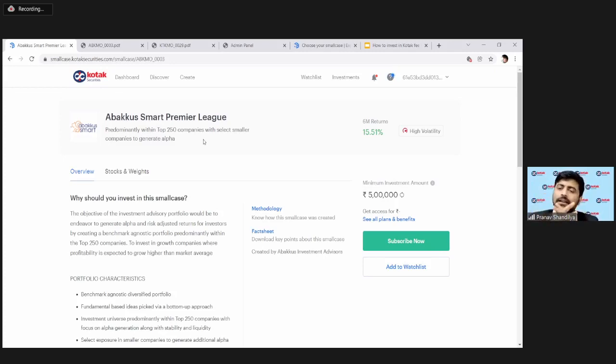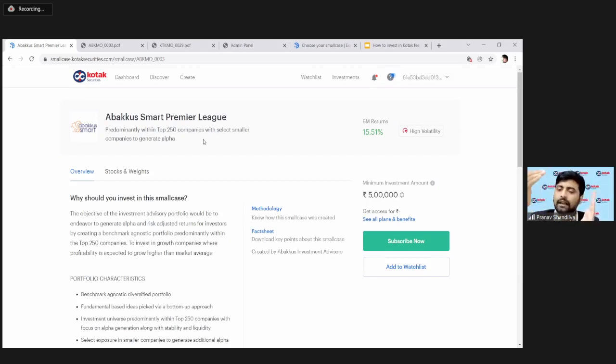Generating higher alphas basically means being able to generate a higher return compared to any benchmark return. For example, if Nifty 50 as an index delivers 10% return over a period of 1 year, and if this particular portfolio or if any portfolio is able to generate 12% return or 14% return, then that particular basket is said to have generated higher alphas compared to a benchmark index.